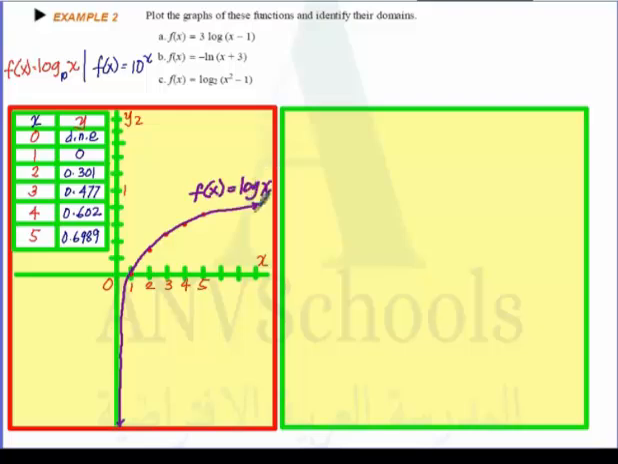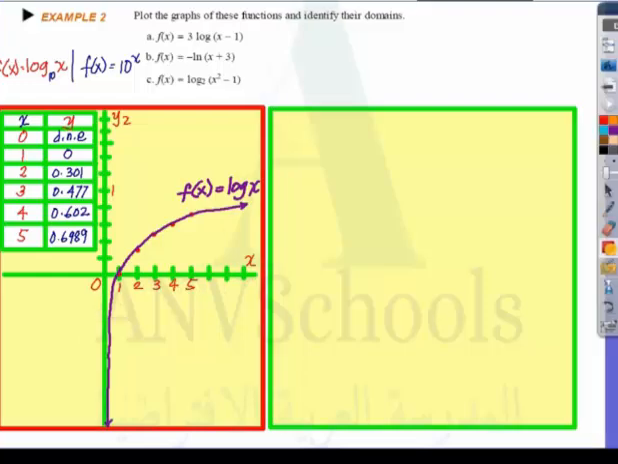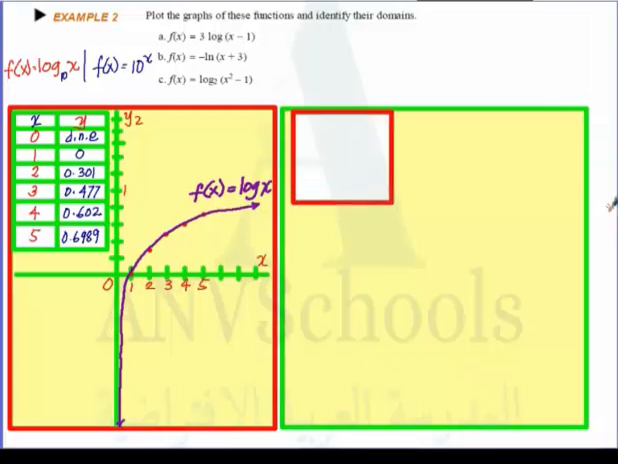So what about our f of x is equal to 3 log x minus 1? As you could see, we have a vertical dilation of 3. So the parent function here is dilated, so we have a vertical dilation by a factor of 3. Okay? Vertical dilation by 3. What else can you see there?